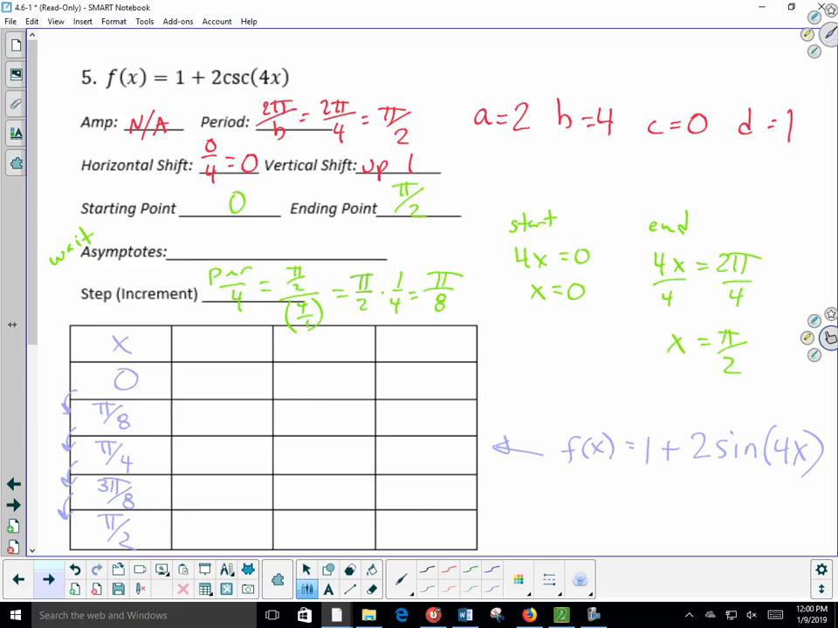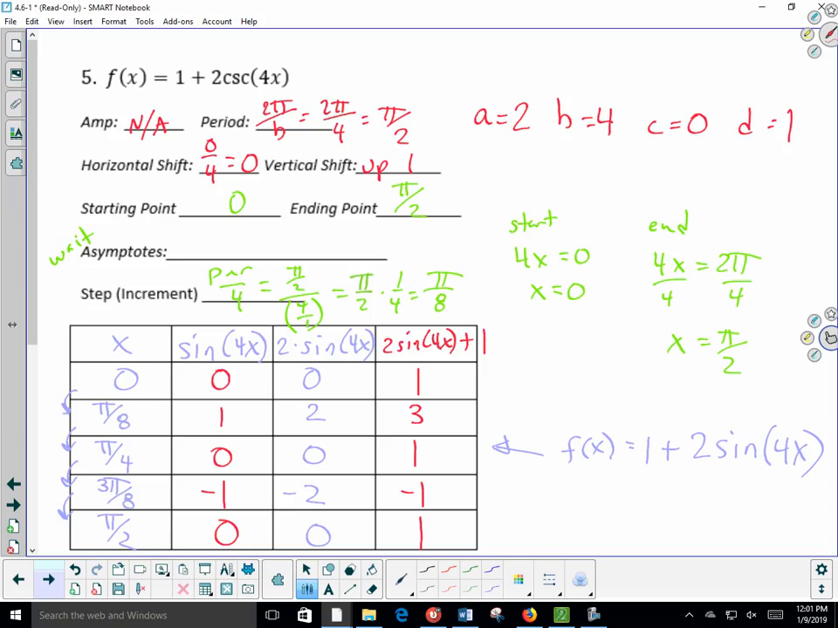And then our next column header is not going to be cosecant, but it's going to be sine. So I want sine of 4x. And this is where I fill in my key values for sine. So that would be the values of 0, 1, 0, negative 1, 0. All right. Next column, I need to have 2 times the sine of 4x. So I have to multiply all of these values in the second column by 2. So I'm going to have 0, 2, 0, negative 2, 0. And then I need to add 1 to this. So this column header here is going to be 2 sine of 4x plus 1. So if I add 1 to everything here, I get 1, 3, 1, negative 1, 1.